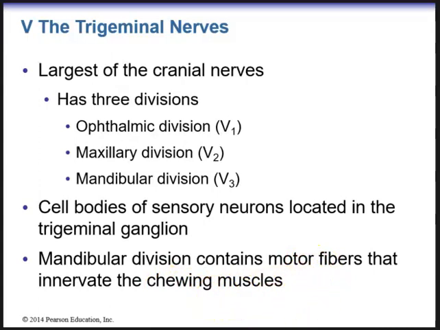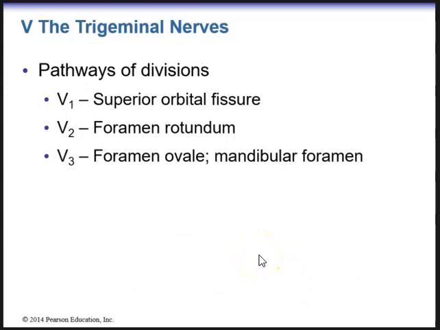Okay, and then we talked about the different holes in the skull that the trigeminal nerve, or the branches of the trigeminal nerve, passes through. V1 goes through the superior orbital fissure.